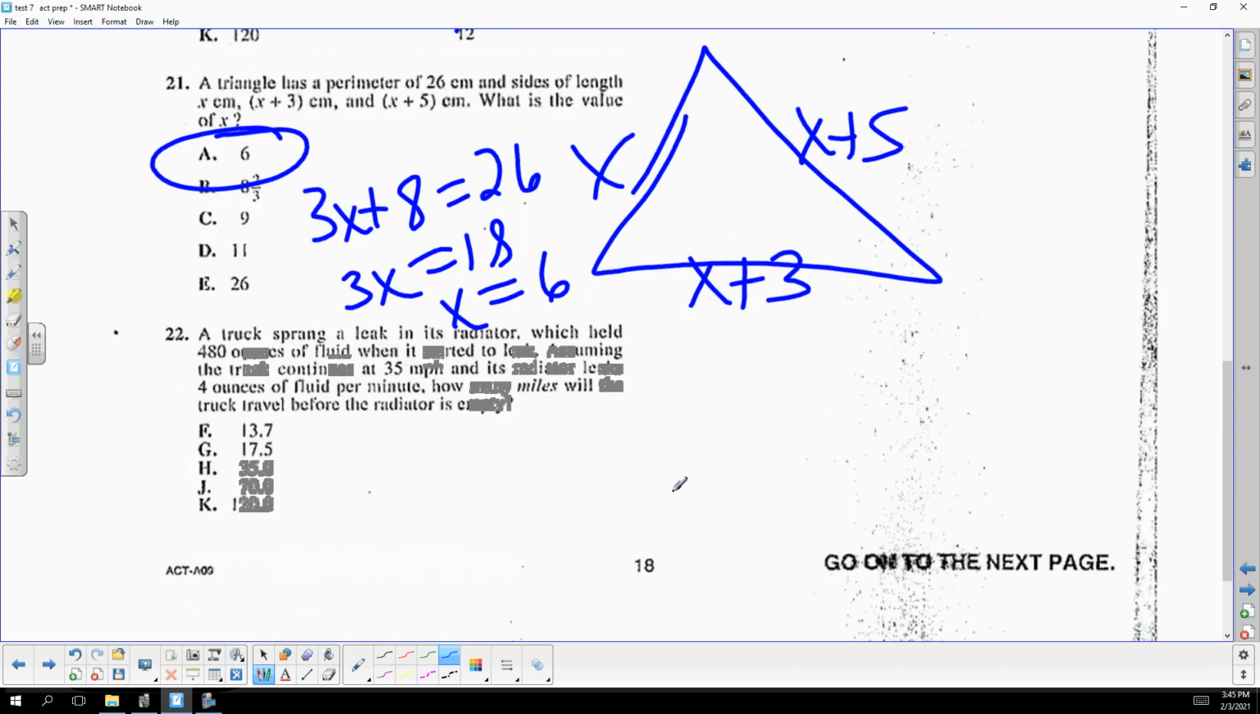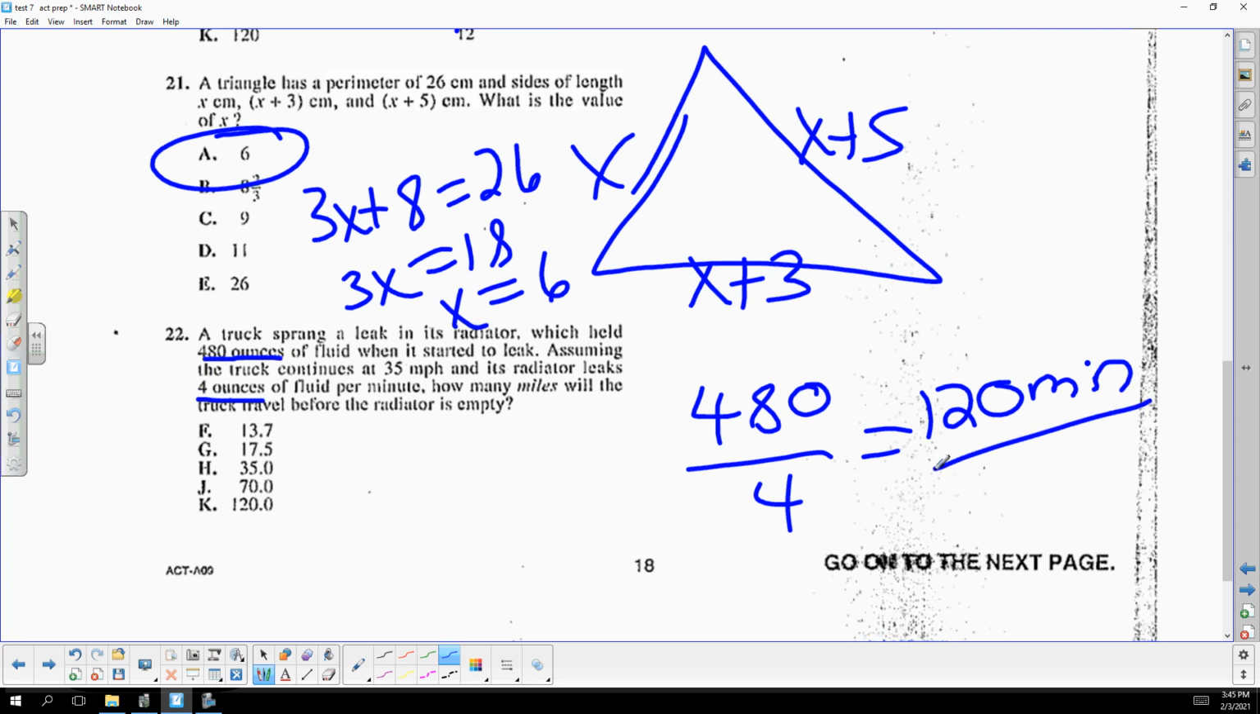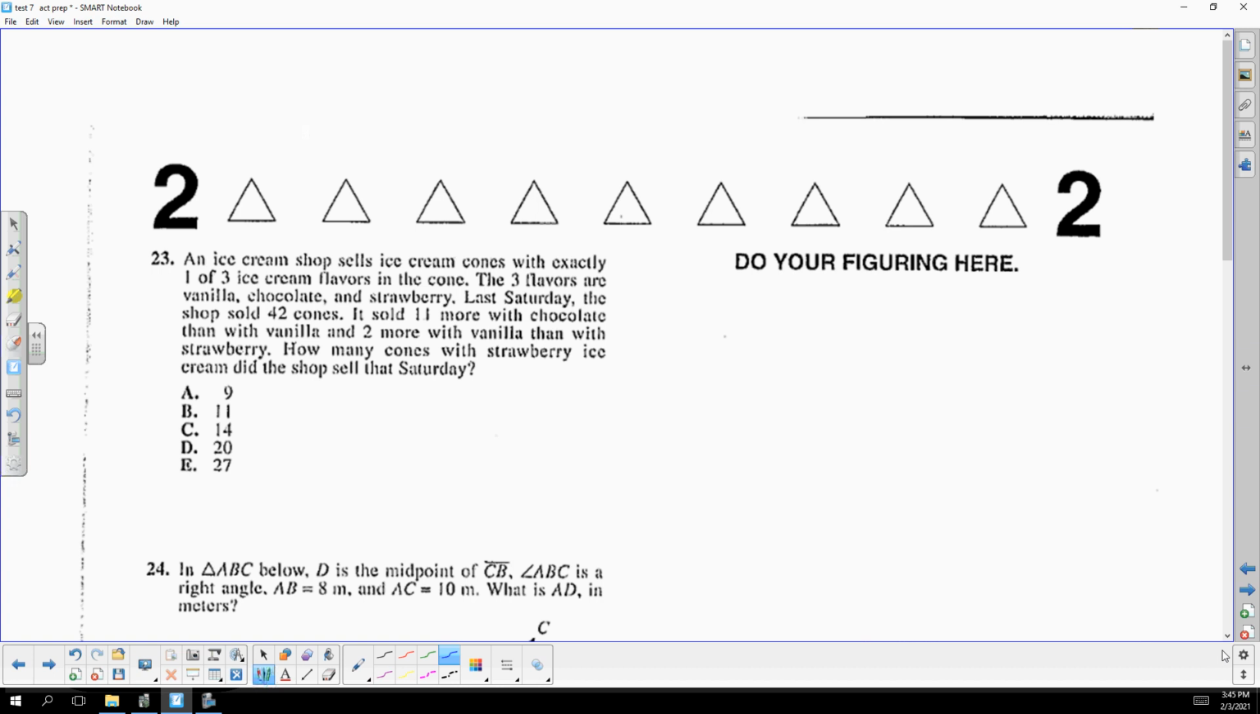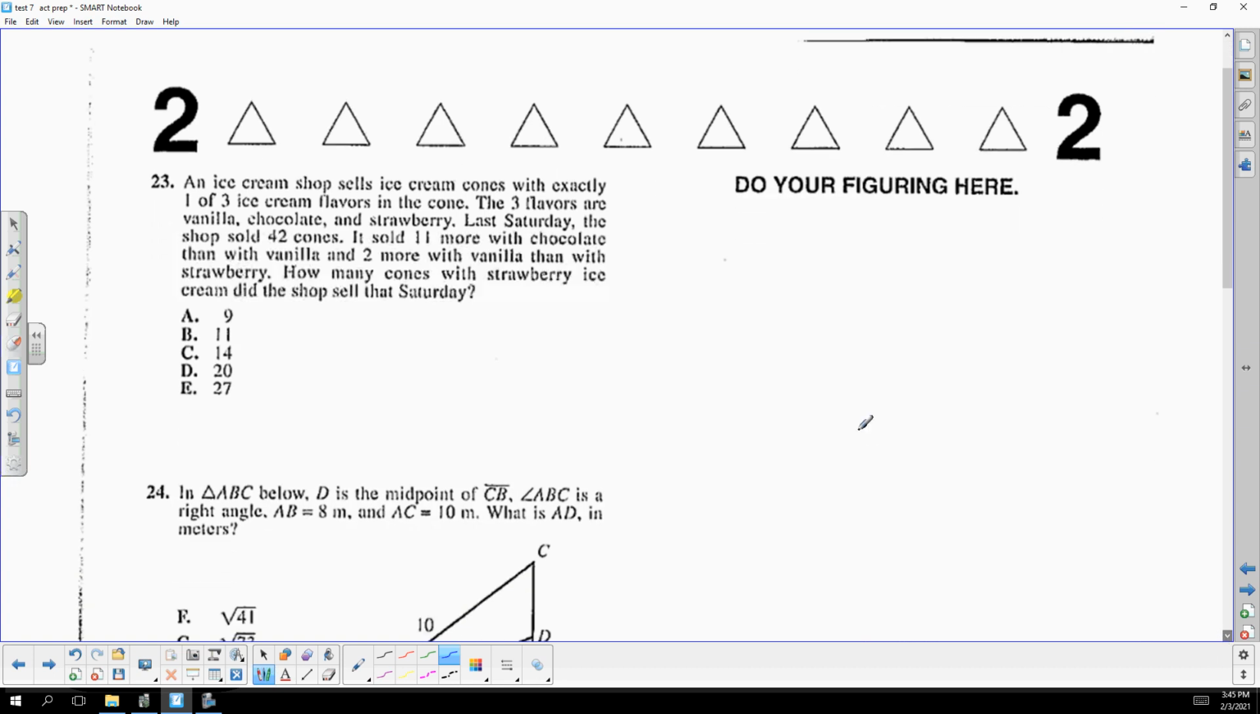22 is a tad confusing. The truck leaks. So we had 480 ounces of fluid, and it leaks at 4 per minute. So that gives me 120 minutes to drive before it's empty. 2 hours. At 35 miles per hour for 2 hours, 35 times 2 is the answer. Choice J. This one always drove me crazy.